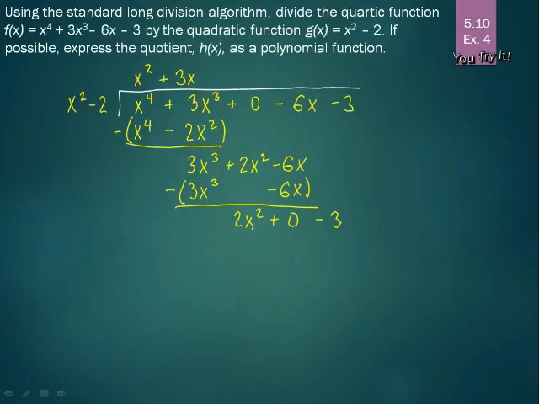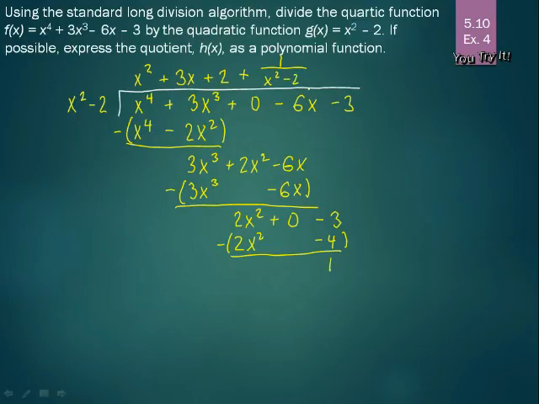Now, what times x squared gives us 2x squared? We just need to multiply by 2. So multiplying it out now, 2 times x squared gives us 2x squared. 2 times negative 2 gives us negative 4. We can just write that over here. So then we'll have 2x squared minus 2x squared gives us 0, and then negative 3 minus negative 4, that's plus 4, gives us positive 1. So we do have a remainder here of 1, and the way that we could write that is just plus 1 over our divisor, x squared minus 2.